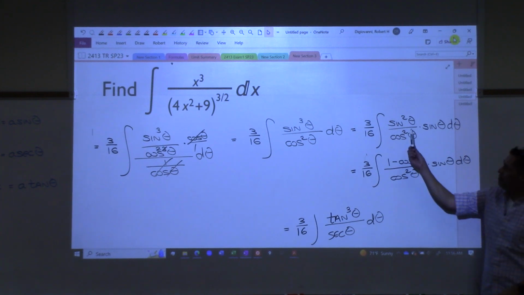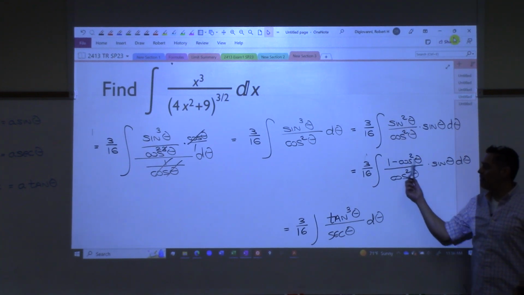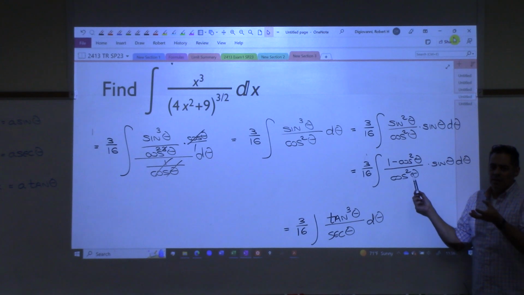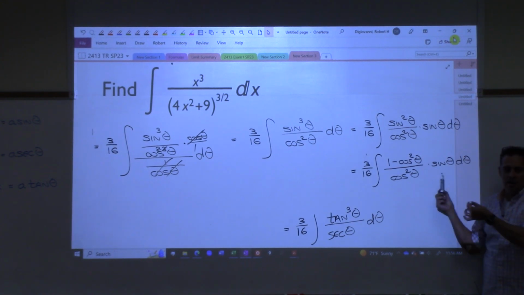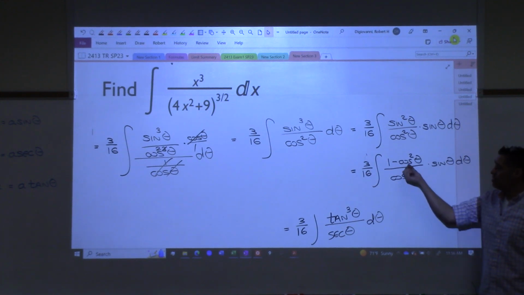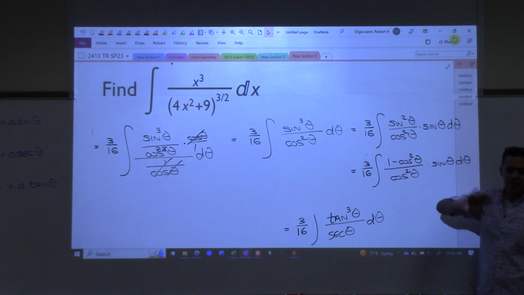The whole reason, again, I'm switching that over to cosine is because I'd like everything here in terms of cosine. The derivative of cosine is negative sine, so I see its derivative right there. I can do a u sub right now. I can also split that into two fractions if I want, but I'm going to do that on the next step.